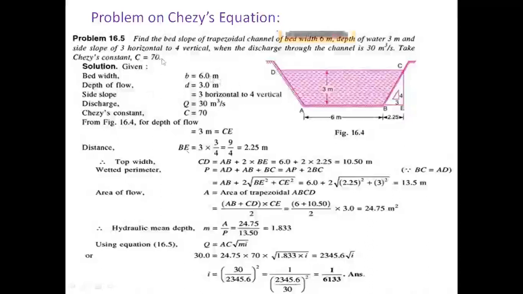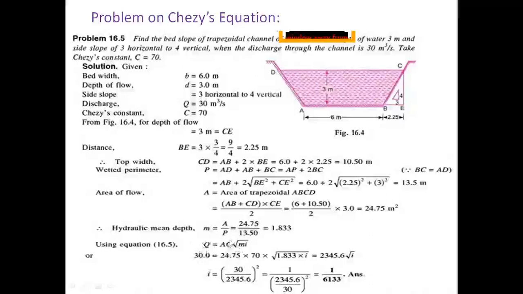Find out the bed slope. He is asking in the question for the bed slope of the channel. The discharge value is given, so the formula is Q equal to AC root mi. The discharge value given is 30 meter cube per second.